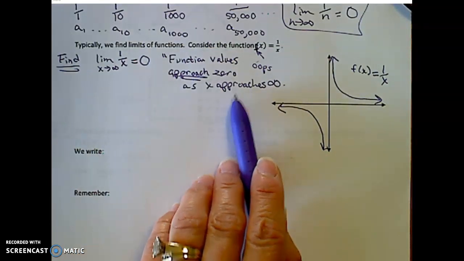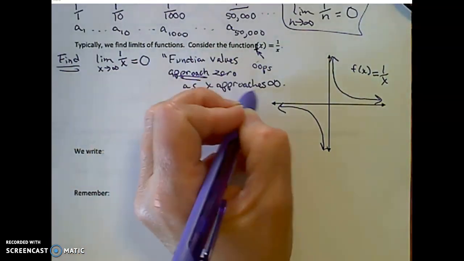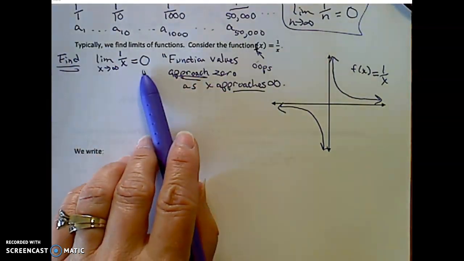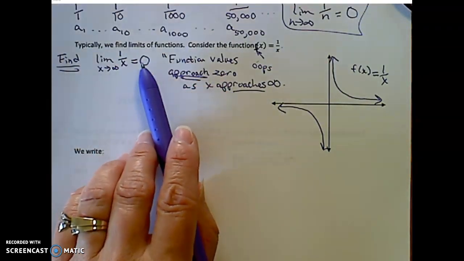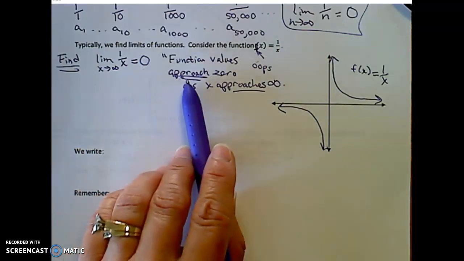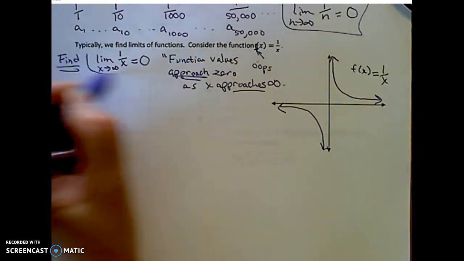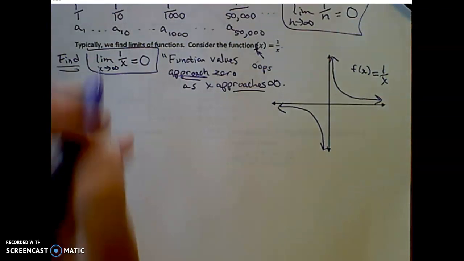I agree. As I get closer and closer to infinity, you might say my function values never actually hit 0. You're right, but they approach 0. So we do say the value of that limit is equal to 0.